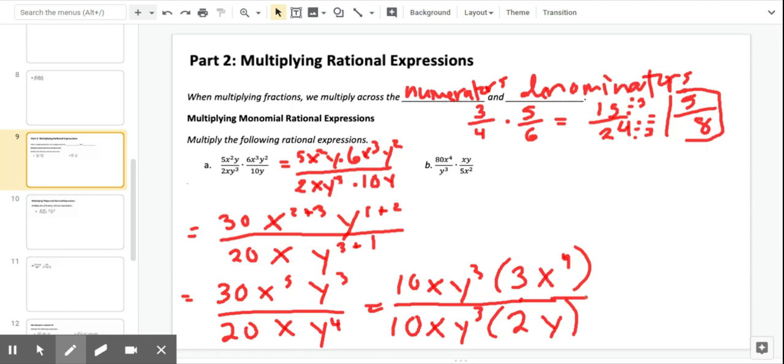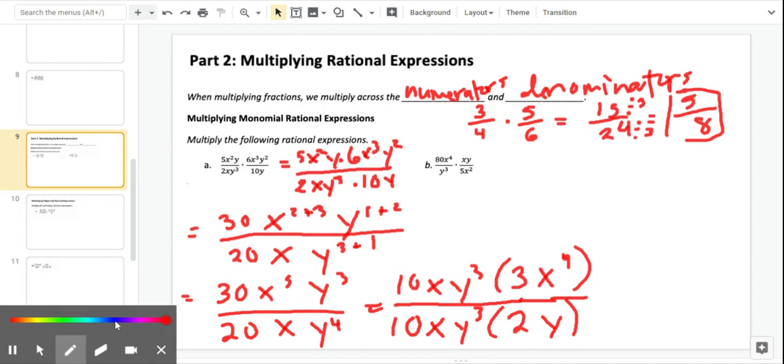Now this is just like reverse distribution. If you want to check that we're correct, distribute this 10 into the 3, and we get 30. The x times x to the fourth gives us x to the fifth, and then y cubed all by itself gives us y cubed. In the denominator, distribute the 10 to the 2, and we get 20. The x is all by itself, so we just have an x. And then y cubed times y to the first gives us y to the fourth. So that tells me that we factored this correctly.